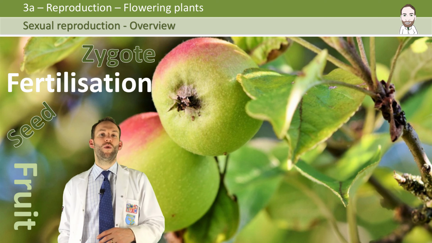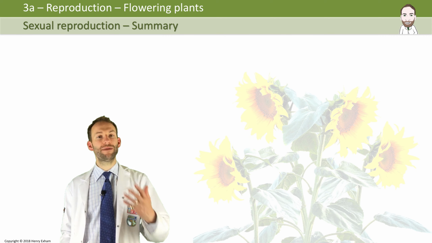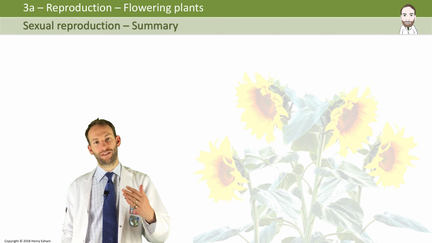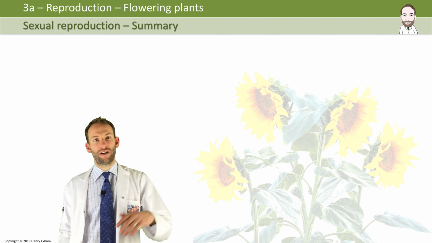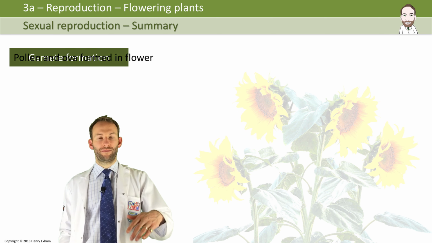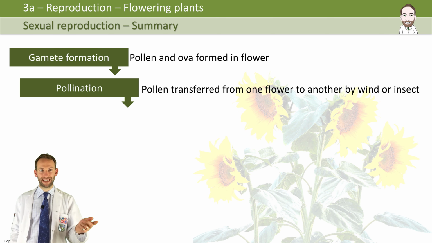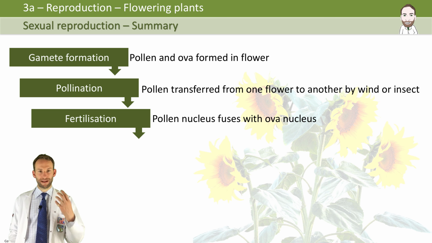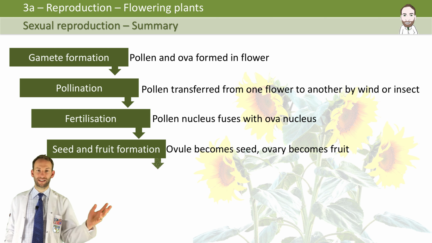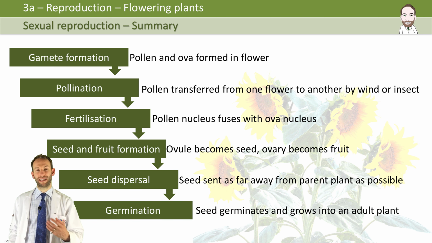So what we're going to do is work through these different processes, and we'll keep coming back to this summary to remind ourselves of how far we are on the journey of how a plant reproduces. We've got gamete formation, making the pollen, making the eggs, pollination, which is how the male gamete gets to the female one, then fertilization when they fuse together, then you make the seed and the fruit, then you disperse that seed, and hopefully then you get the germination and the offspring being fully produced.